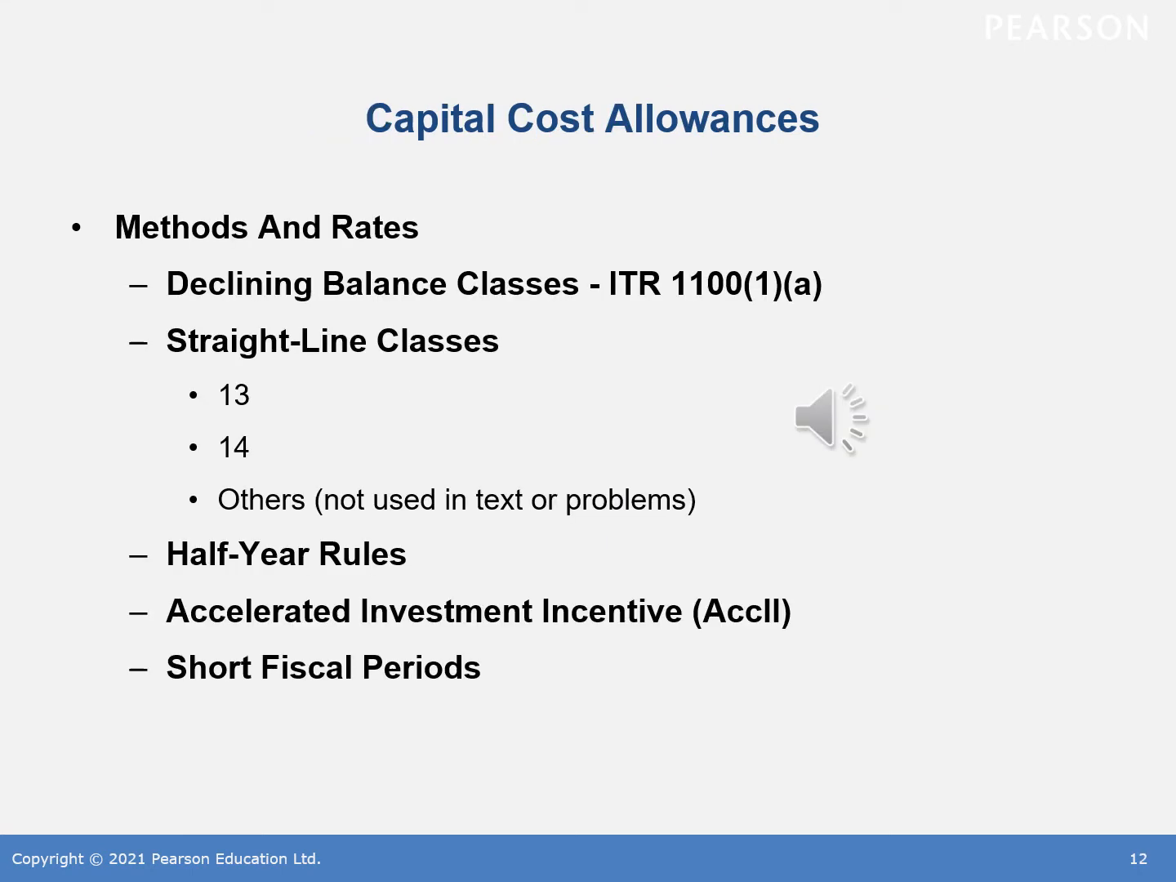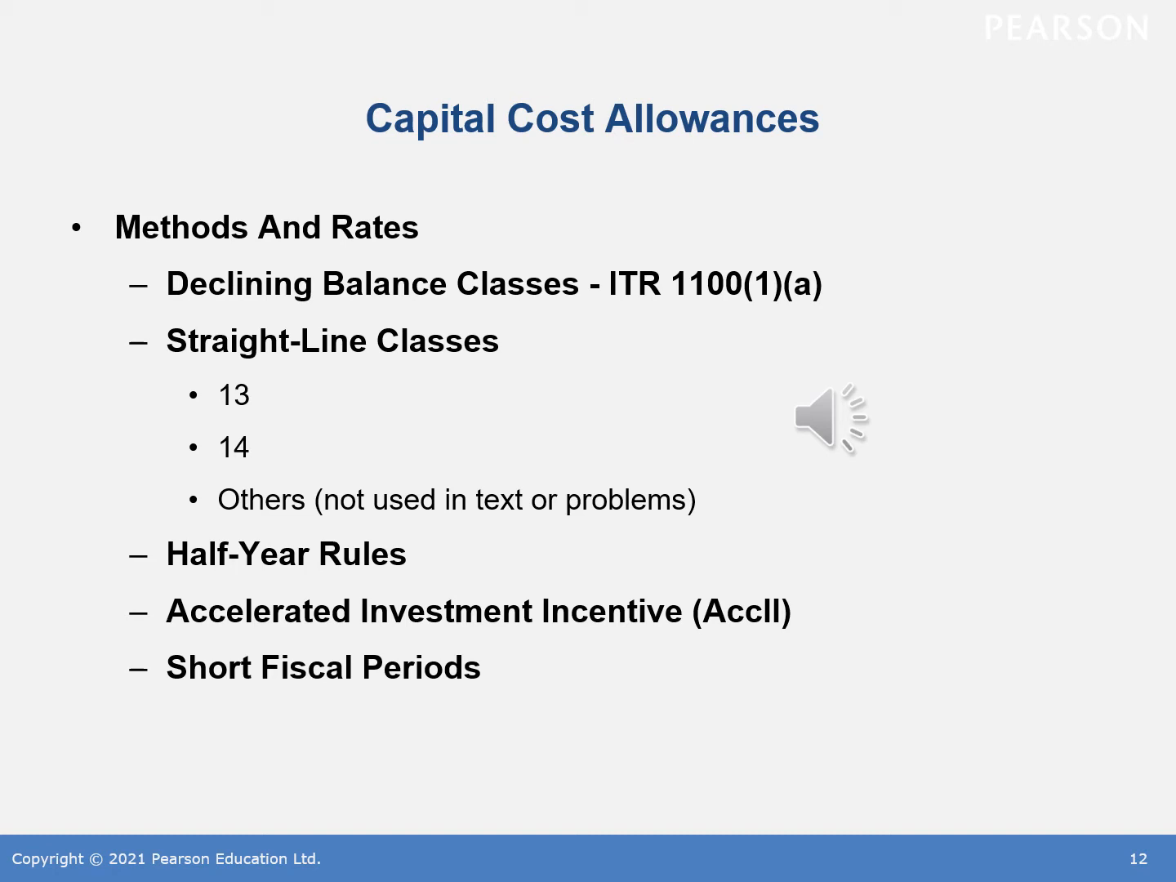As mentioned earlier and throughout this chapter, there are many different classes, most of which are declining balance, and some straight line classes, which we will focus typically on class 13 and 14. The other considerations to make are where half-year rules may still be in force, or where the accelerated investment incentive applies, where you have the ability to take more CCA in the first year of the owned asset.